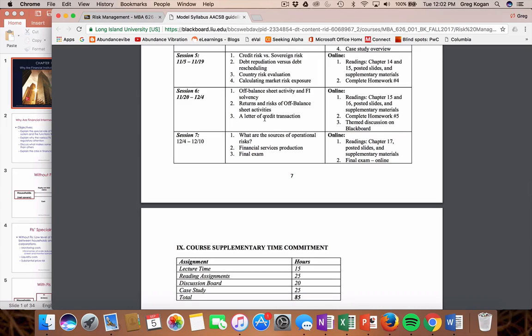And then in session 7, we have operational risks. What are operational risks? Really, we have technology risks, we have regulatory risk, we have compliance risk. These risks are also very important. A huge amount of resources go into these, and we'll delve deeper into what this really means.